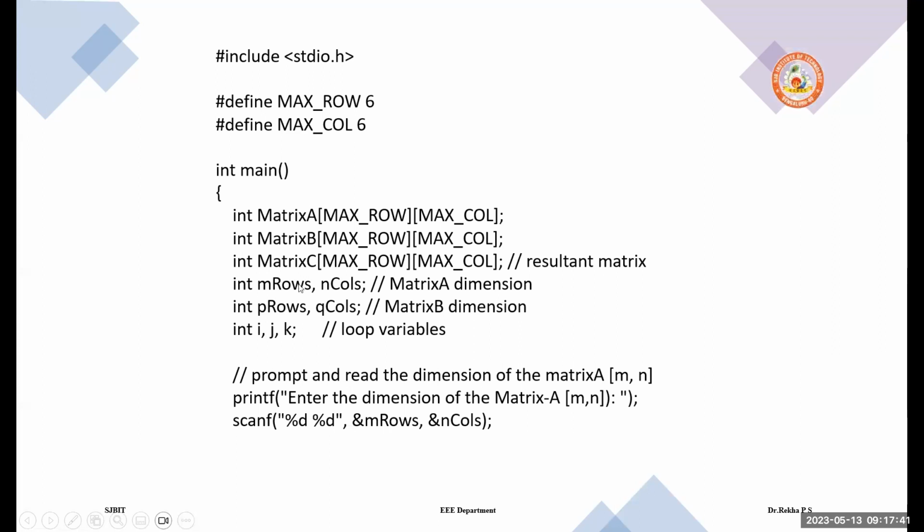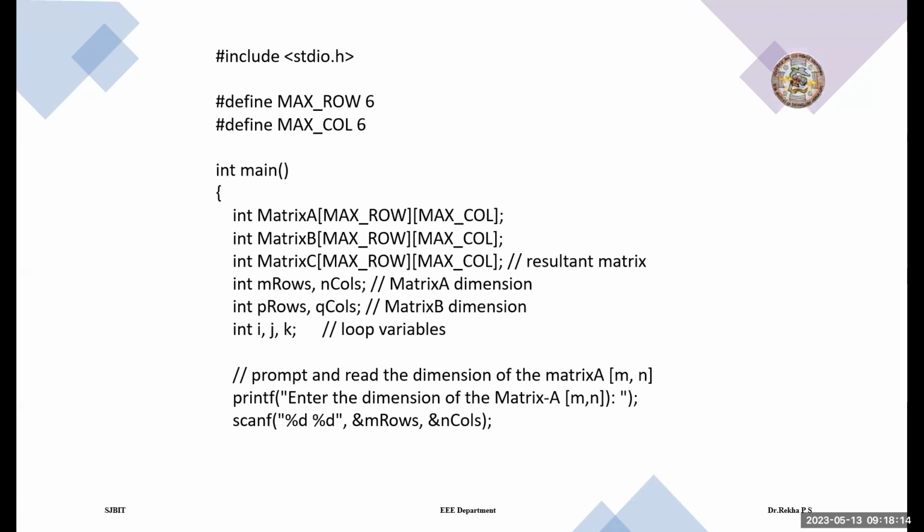Now, rows and columns, two variables have been declared of type integer. Then the matrix B dimension, again rows and columns, these two variables of type integer I have declared. These are the loop variables i, j, k. I have declared three variables.